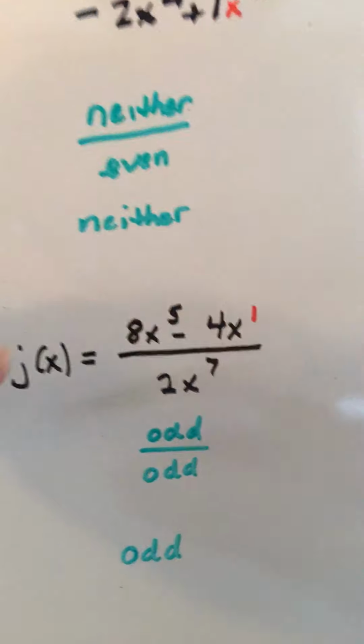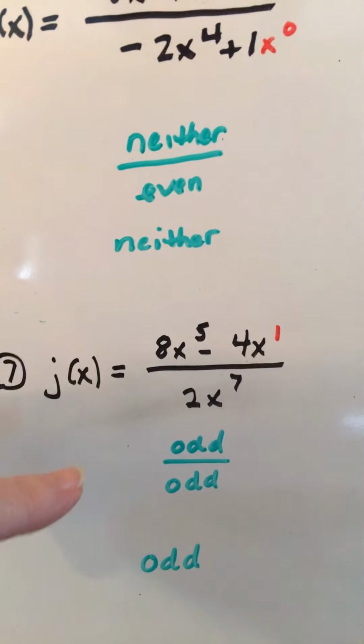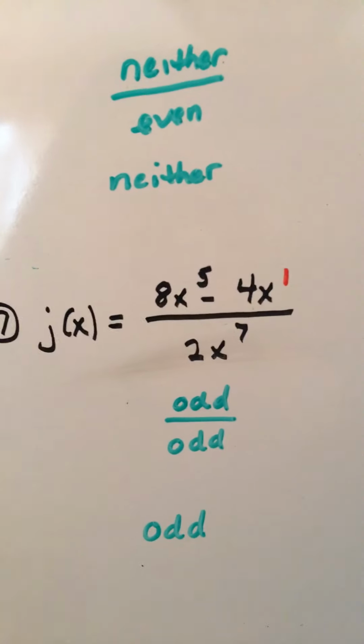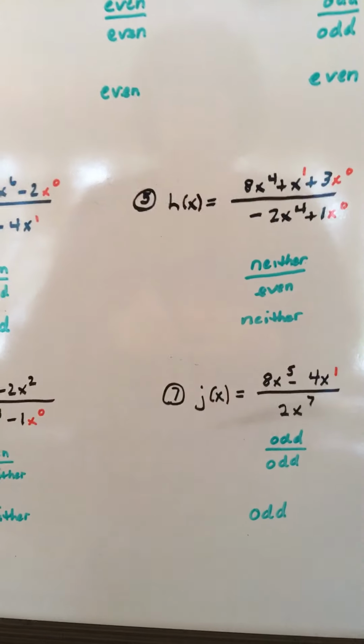And then in J, I see an odd top, an odd bottom, and I like to review this twice because you have to think of negative over negative is positive, and the answer is odd. So worksheet 3 is going to be really a jiffy.